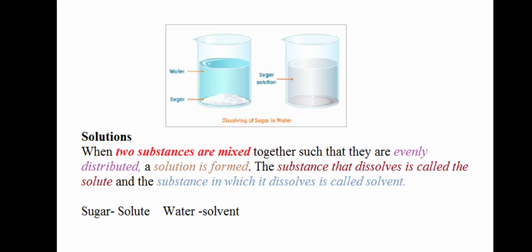So there are two substances. One substance is mixing in the other. Now if you take sugar and put it in a glass of water, sugar is mixing in the water, not water mixing in the sugar. Sugar is mixing in the water. So sugar is the solute and water is the solvent.